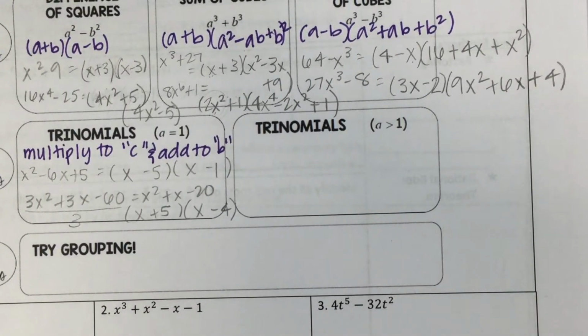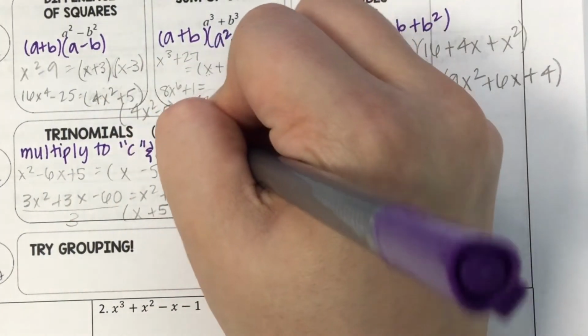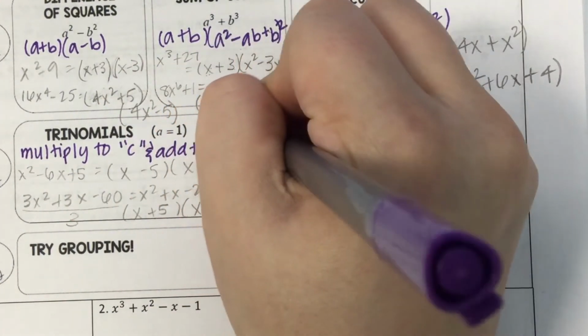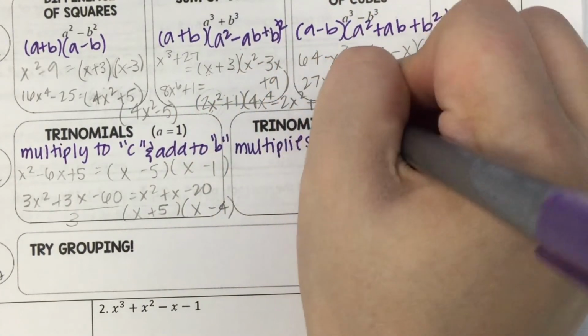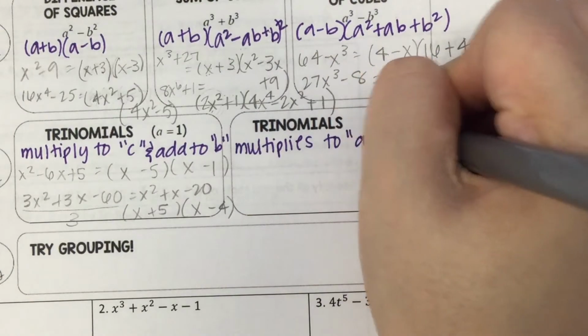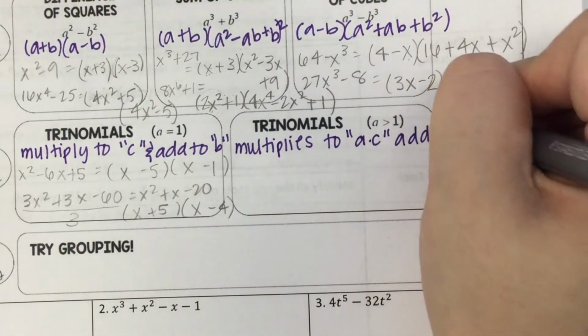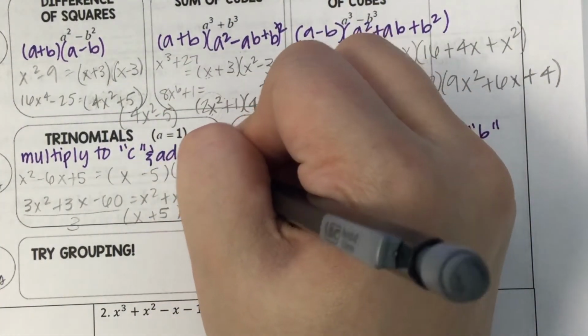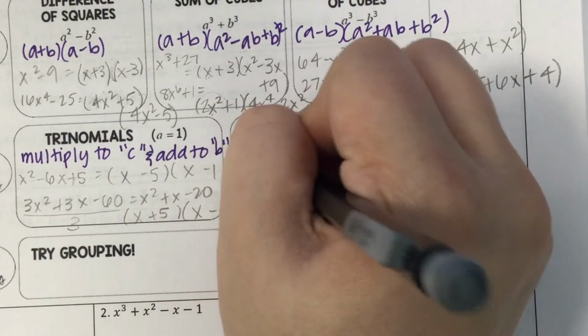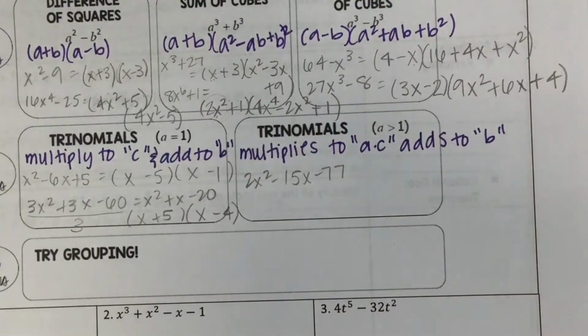Now, what if my leading coefficient is greater than 1 and I cannot take out a GCF? Well, let's see what happens. We want two numbers that multiply to A times C and add to B. So this time we're adding another element. Okay. So let's do this example here. 2x squared minus 15x minus 77.